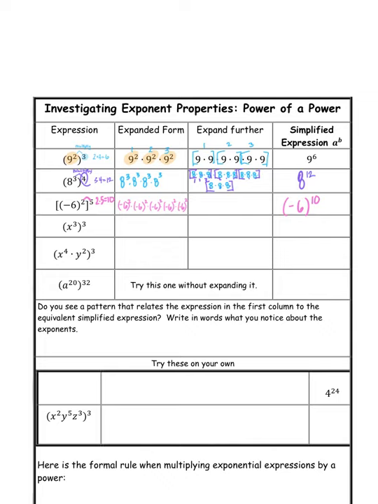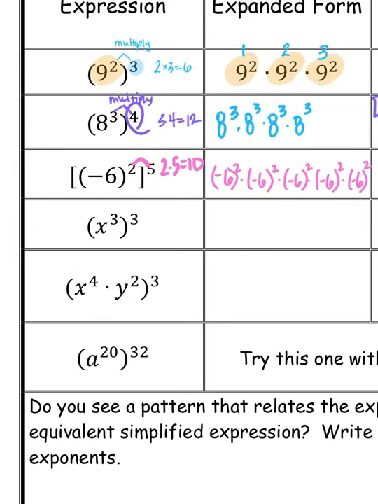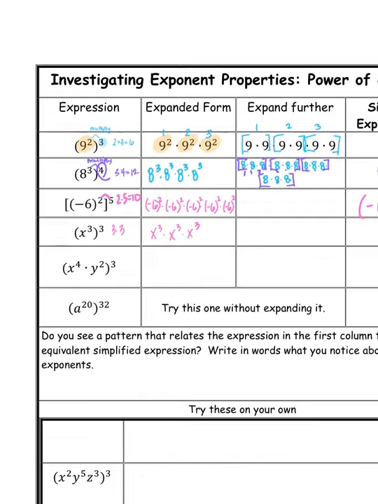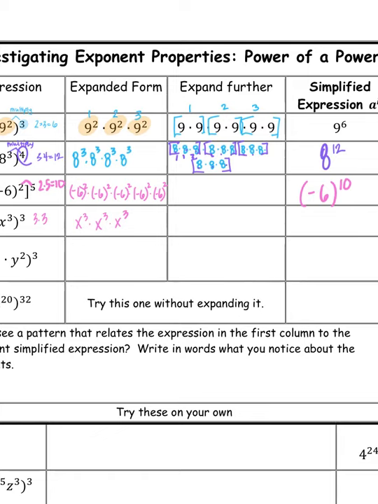Okay, so then when we look at x to the third, or x cubed, cubed, again, we're talking about x to the third 3 times, or we can just multiply 3 times 3, and we get x to the 9th.